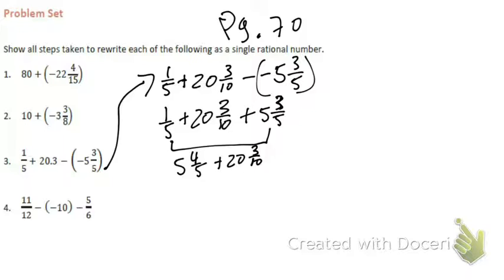Right here, you don't have to change it to improper fractions. If you do that, it makes the problem a lot harder. I would just change this to 5 8/10. Because we're adding fractions, we want to get a common denominator. So I'll multiply top and bottom by 2. Here, this problem here, let's do the whole numbers first. 5 and 20 makes 25.